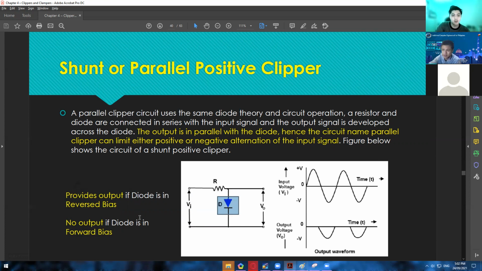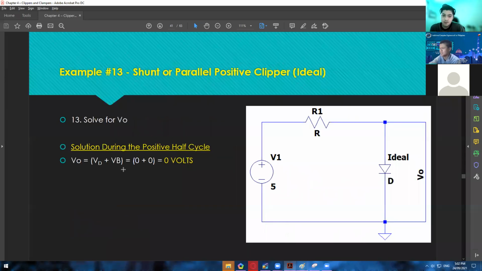So before, kapag sa clipper natin, pwede nating piliin. Kapag forward bias, there is an output. If it's reverse bias, there is no output. But that one still depends on the bias voltage. So pwedeng meron pa rin kahit na reverse bias. But in here, we have a complete output if it's in reverse bias. And then there is no output if it's in a forward bias. So you will see later on why is it like that.